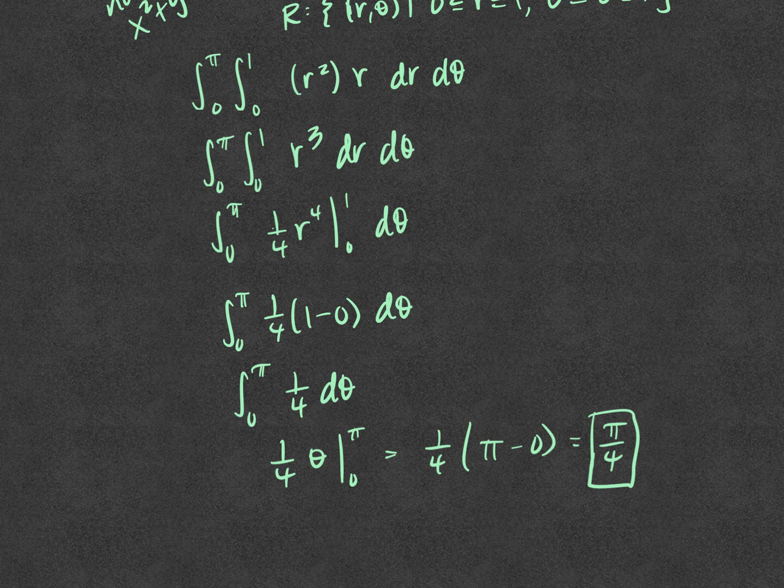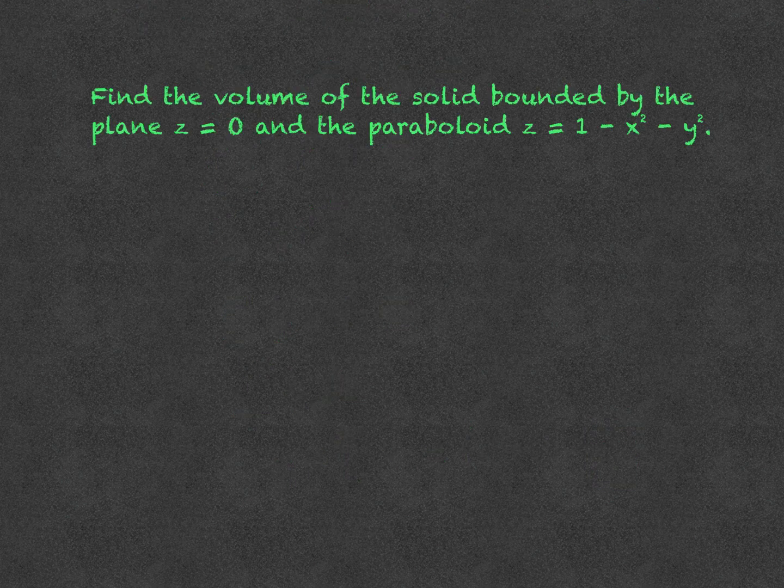That is the volume of the solid that sits on the surface. And it's not too bad if you consider it that way. This says find the volume of the solid bounded by the plane z equals 0. Pay attention to that. And the paraboloid z equals 1 minus x squared minus y squared.